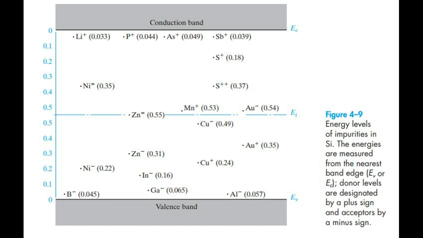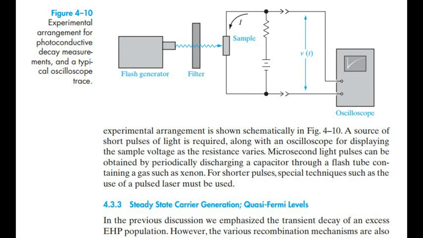Figure 4.9. Energy levels of impurities in silicon. The energies are measured from the nearest band edge, energy level of valence band or energy level of conduction band. Donor levels are designated by a plus sign and acceptors by a minus sign. Figure 4.10. Experimental arrangement for photoconductive decay measurements, and a typical oscilloscope trace. A typical experimental arrangement is shown schematically in Fig. 4.10. A source of short pulses of light is required, along with an oscilloscope for displaying the sample voltage as the resistance varies.